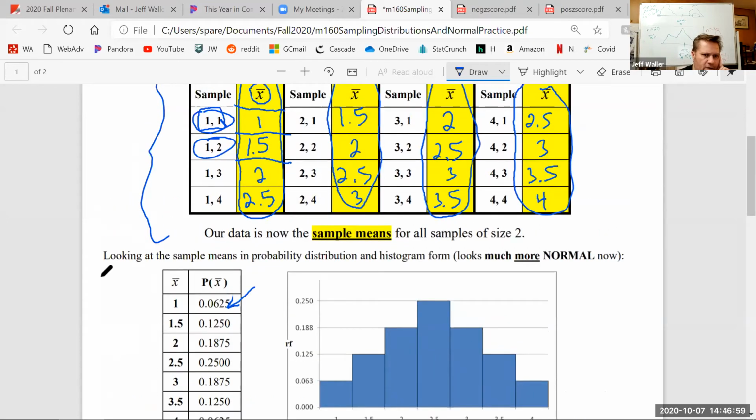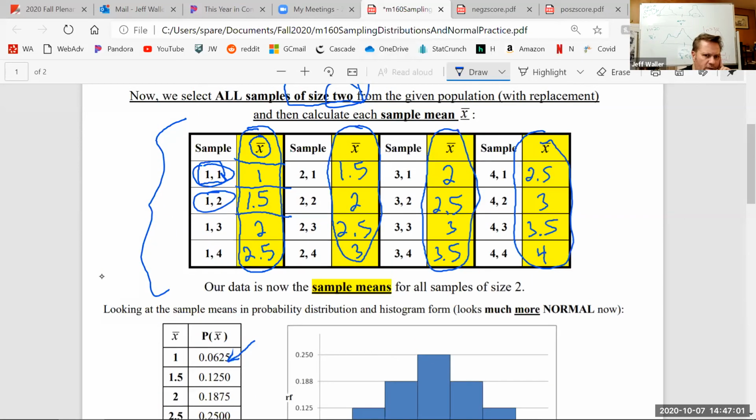And what does that mean? How many ones are there up here? How many sample means of 1? There's only one of them right there. 1 out of 16, right? Isn't that where the 0.0625 came from?